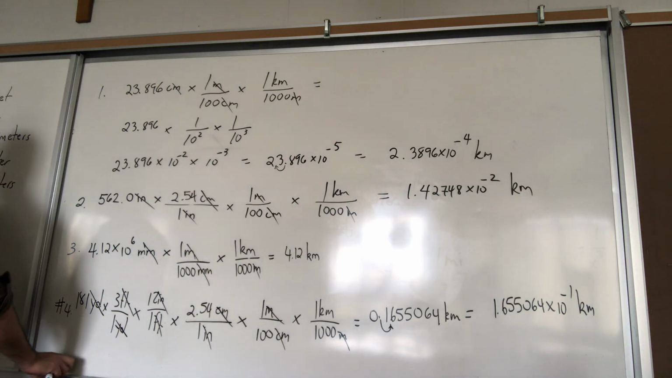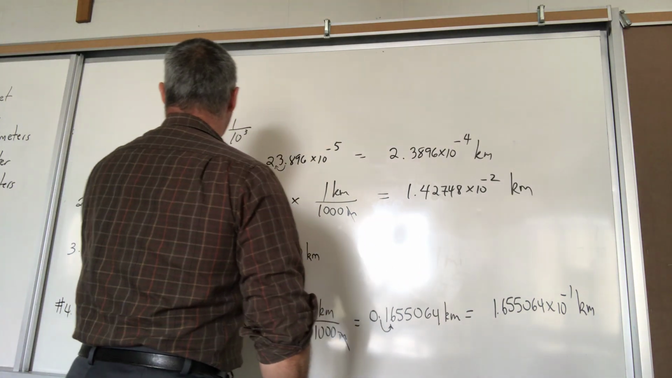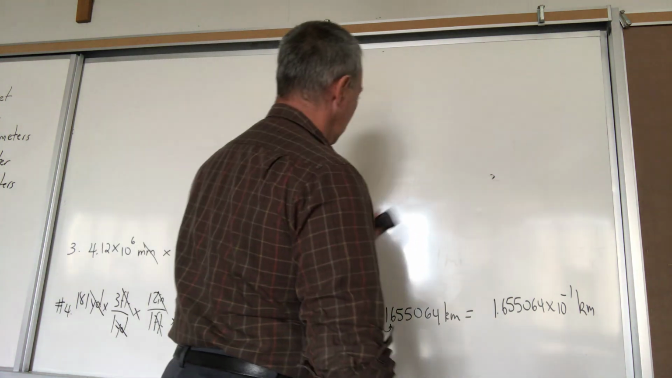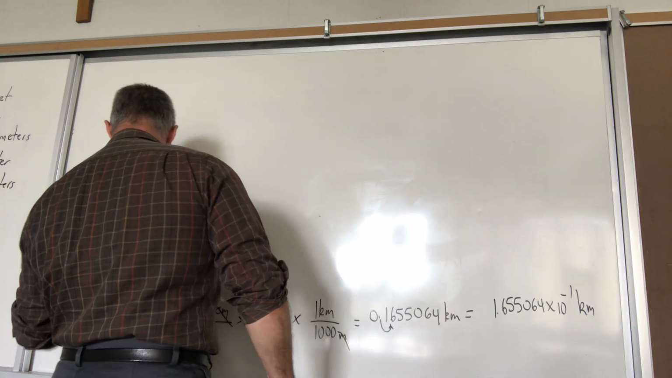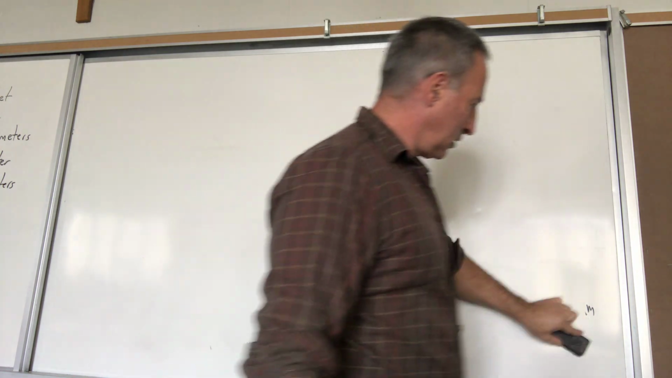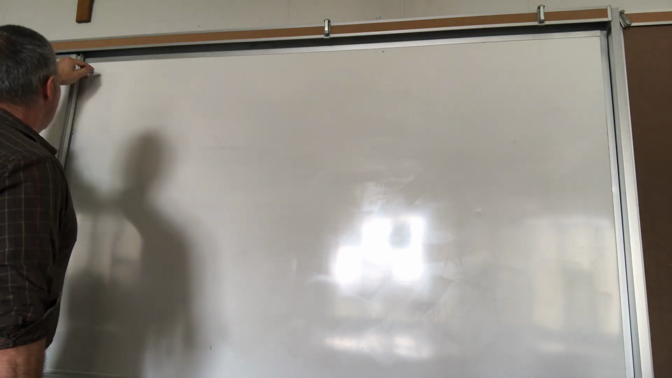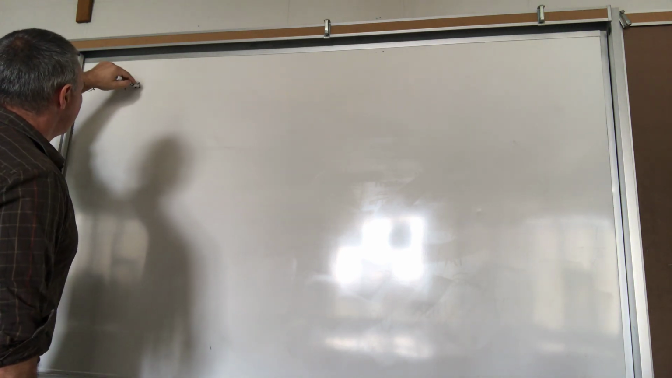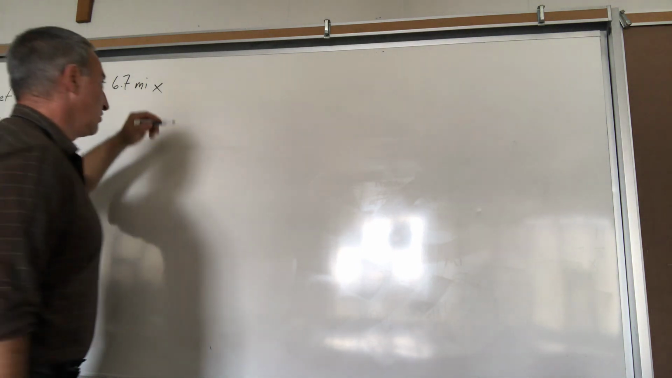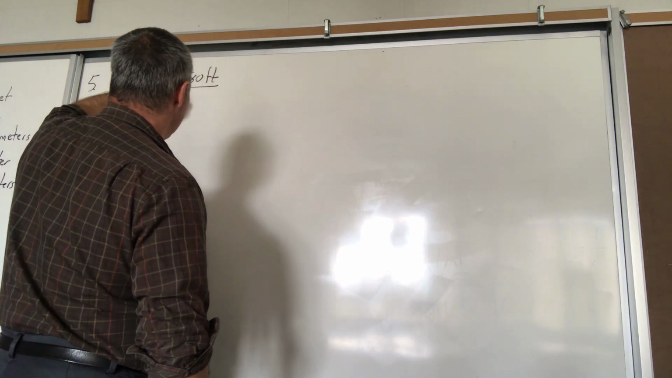The next question is to convert 6.7 miles into kilometers. And I'll solve that one on the fly with you. So let's go to a conversion factor that goes from miles to feet, and then we'll continue from there. So there are 5,280 feet per 1 mile.